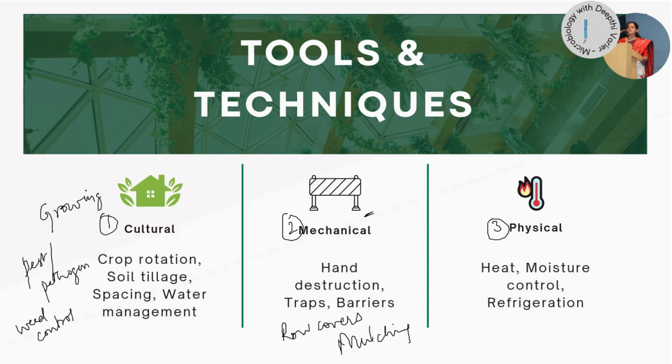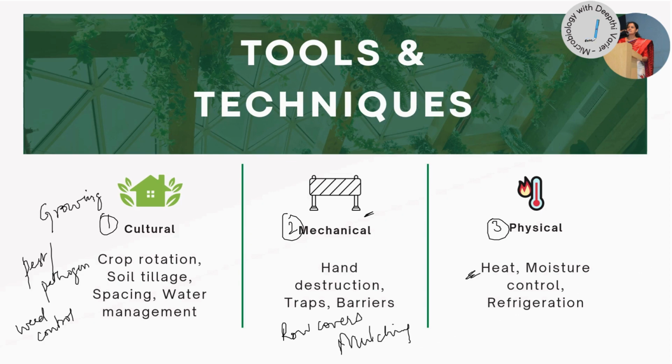Physical control is where we generally vary the temperature. So heat is the most common one, like hot water treatment of seeds can be done to avoid seed-borne diseases. So you treat the seeds by immersing them in hot water for a long period of time before you actually use them. Or even empty godowns are superheated to ensure that there are no pests or any kind of pathogens that are hibernating in the stored grain. Heat is a good option.